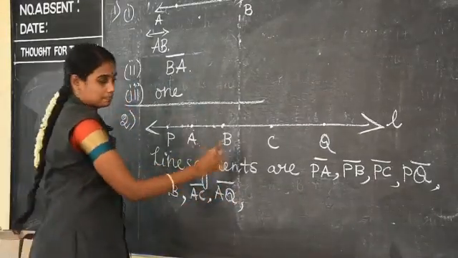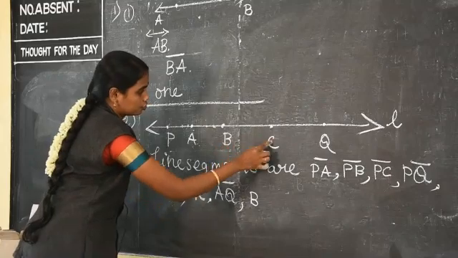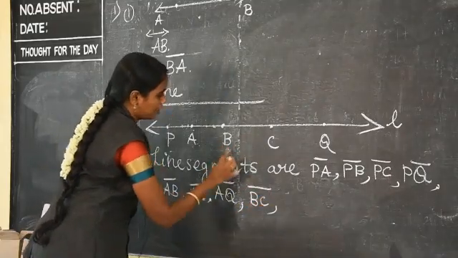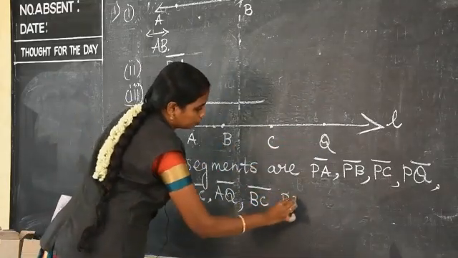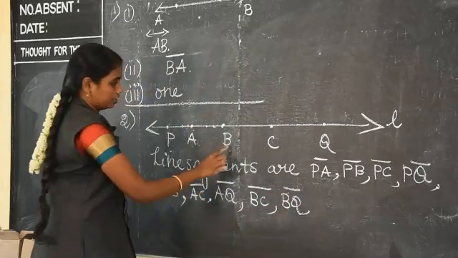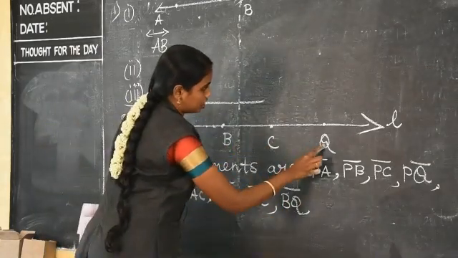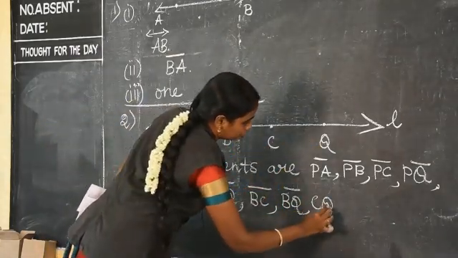Next from B. From B we can go to C, BC, BQ. That's all. Next from C. From C we can go only to Q.